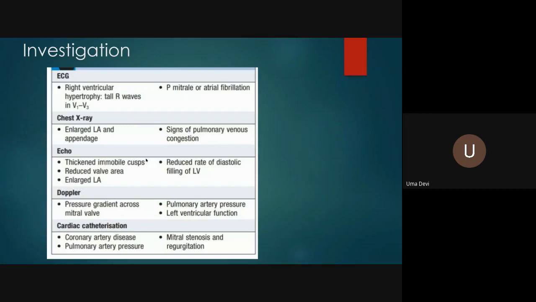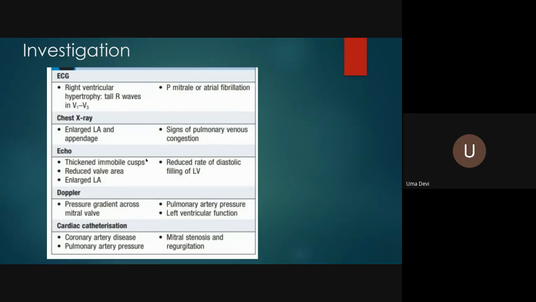That is tall R wave in V1 to V3. Normally R wave will be small in V1 to V3. If it is tall, it indicates right ventricular hypertrophy. Then P mitral or atrial fibrillation. P mitral means the P wave is before QRS complex. Now if the P wave is more than 2.5 millimeter, that is it is broad, then we call it as P mitral. When atrial fibrillation occurs, the P waves disappear, but you will have undulating lines which will appear, that is you call it as fibrillatory wave.